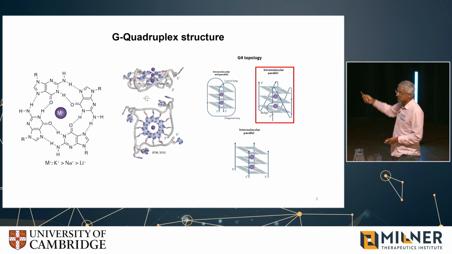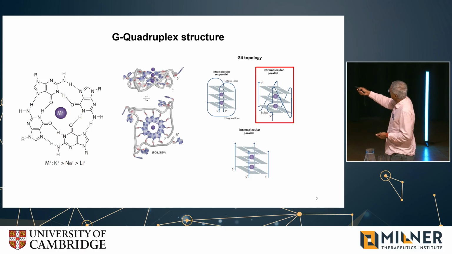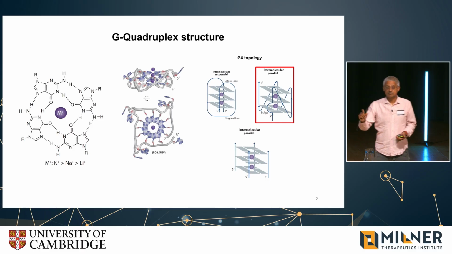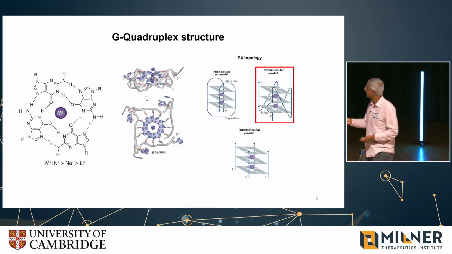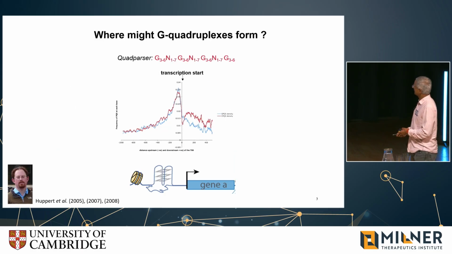Now, in a single-stranded piece of DNA or RNA, the single strand can fold back on itself if it has the right configuration of G bases. And in doing so, in the presence of potassium, it can form a stable 3D structure, and that's the G-quadruplex. I'm going to focus today on this type, this parallel intramolecular quadruplex.